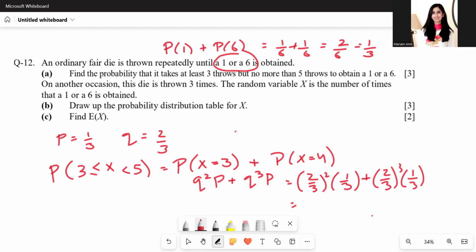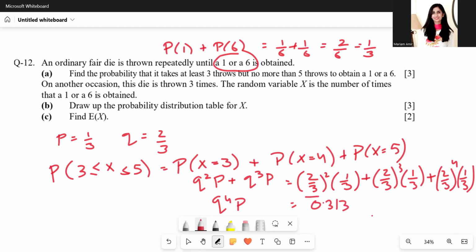Okay, I made a mistake. It says, but no more than 5. So it could also be 5. So probability X equals 5 also needs to be included, which would be q to the 4 p. So plus 2/3 power 4 times 1 by 3. Okay, so this combined would give us 0.313.